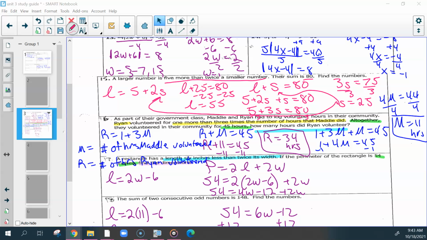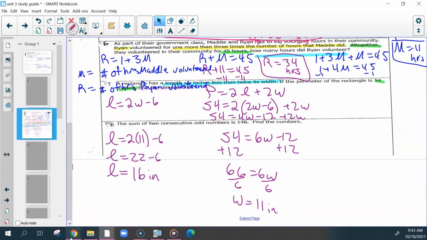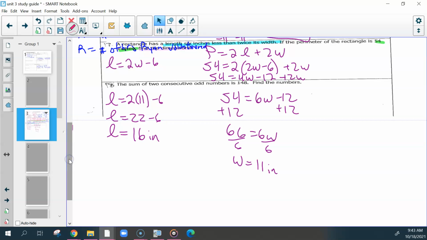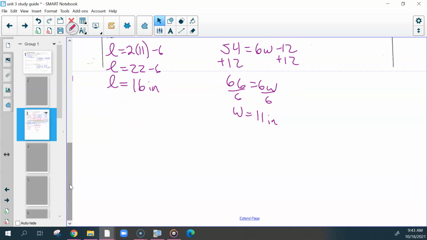Okay, and then you want to see 18. I'm just going to do this for fun. The sum of 2 consecutive odd numbers is 148. So when we're counting, if I wanted to count by 2s, I would add 2. If I want to count by odd numbers, I'm going to add 1. So every odd number is going to be some number plus 1.